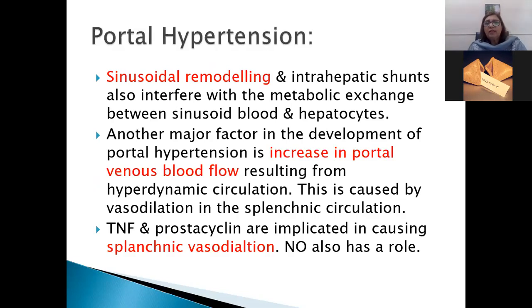So sinusoidal remodeling and intrahepatic shunts also interfere with the metabolic exchange between sinusoid blood and hepatocytes. Another major factor in the development of portal hypertension is an increase in portal venous blood flow resulting from hyperdynamic circulation. This is caused by vasodilatation in the splanchnic circulation. This means that when there is vasodilatation in the splanchnic circulation, this increased blood is going to be shunted to the portal vein, and portal hypertension can be seen in these cases as well. Tumor necrosis factor and prostacyclins are implicated in causing splanchnic vasodilatation. Nitric oxide also has a role.